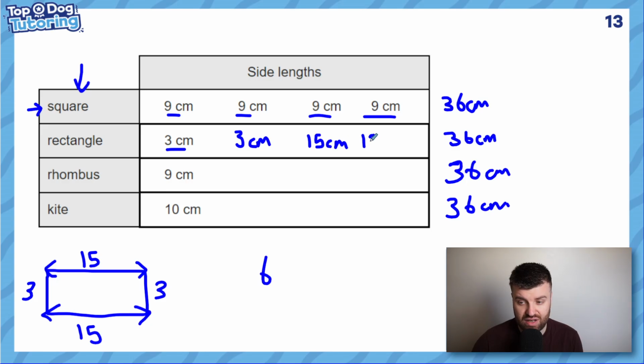The way you can check this, guys, quite simply is to add these up. 15 plus 15 is 30. 3 plus 3 is 6. We've got 36 in total, and we have 2 pairs of exactly the same length to make the rectangle.